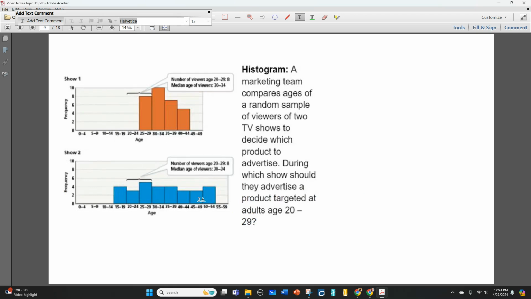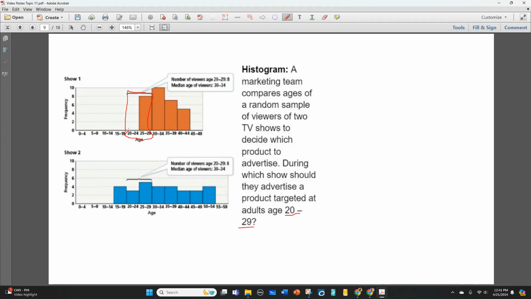All right, histogram. So we're going back to that marketing team. We're looking at the age of random samples of viewers of two different TV shows to decide where to market a specific advertisement. So if they know that their product is marketed towards 20 to 29-year-olds, which show 1 or show 2, is better? Let's see, we got to look at the intervals. So 20 to 29. So right here.